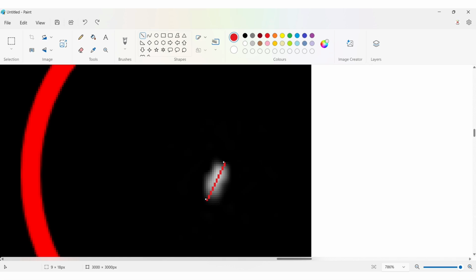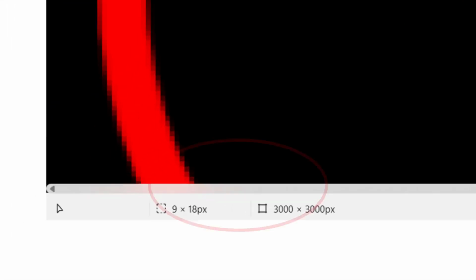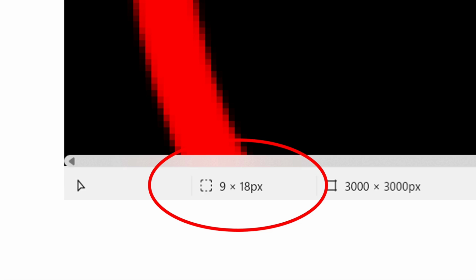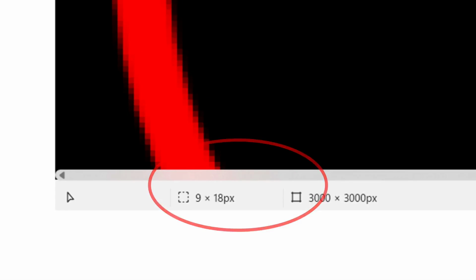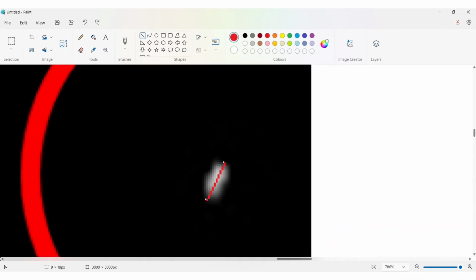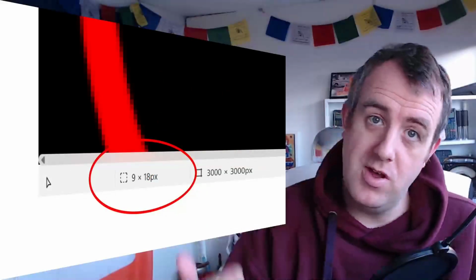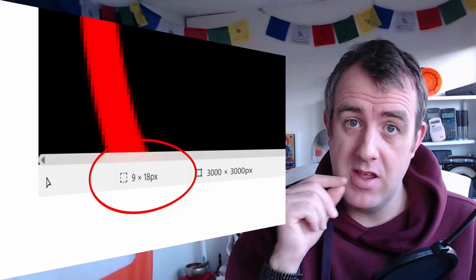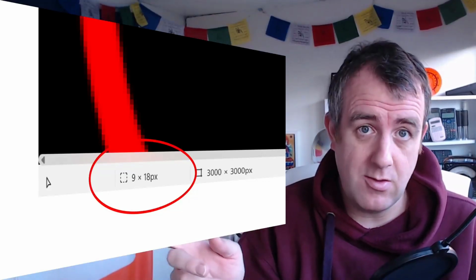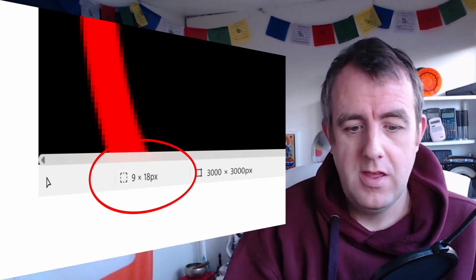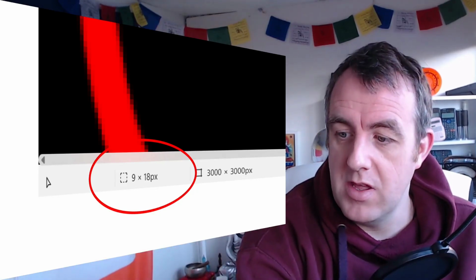I zoomed right in on the interesting bit of Li. There it was. I drew a line with that lovely line tool, and in the bottom left you can see that we have the horizontal displacement and vertical displacement in pixels of that line. It's 9 across and 18 high, so we can use Pythagorean theorem to work out the length. It's just going to be, in this case, 9 squared plus 18 squared, all under the square root. So when I do that, it will give me that distance x.